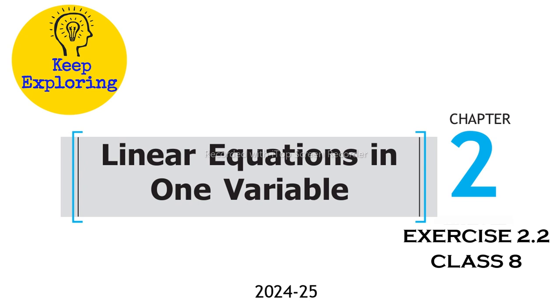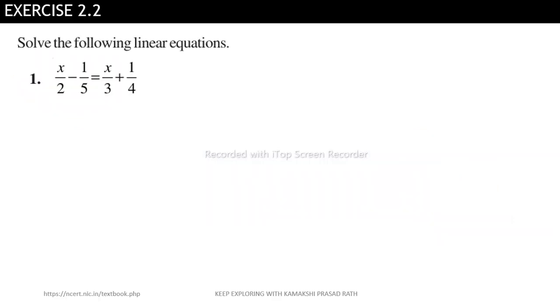In today's video, we are going to discuss exercise 2.2 from the chapter Linear Equations in One Variable, Class 8, NCERT textbook, the new version. So let's start. The question says: solve the linear equation x/2 - 1/5 = x/3 + 1/4.